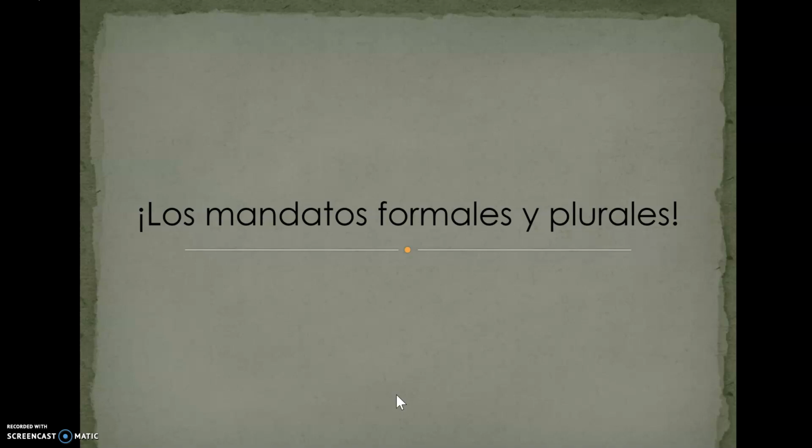You hear me actually use plural commands with you all the time. Saquen la tarea, levántense, vengan a la pizarra. Those are all actually plural commands.